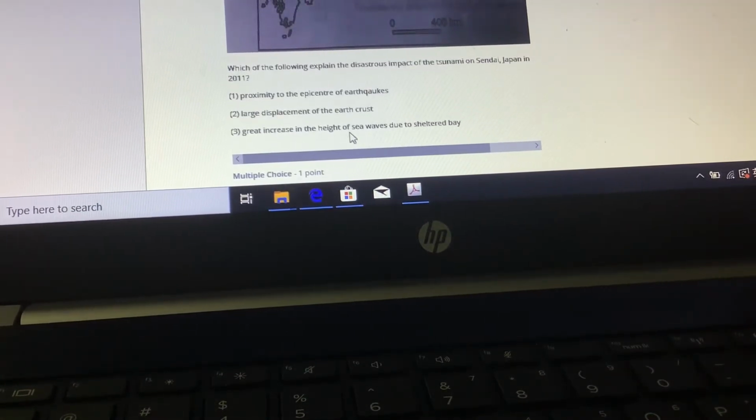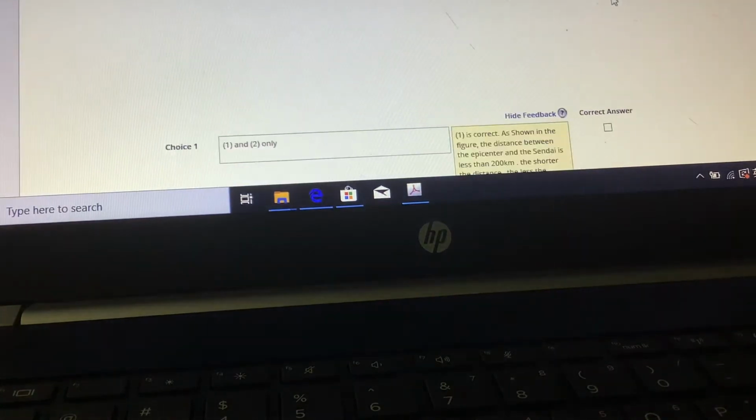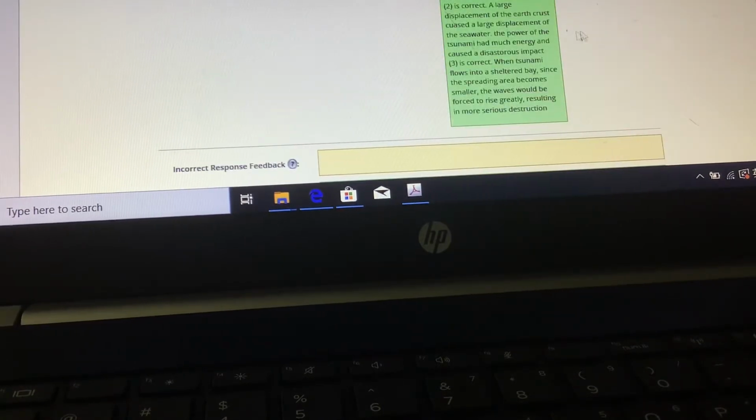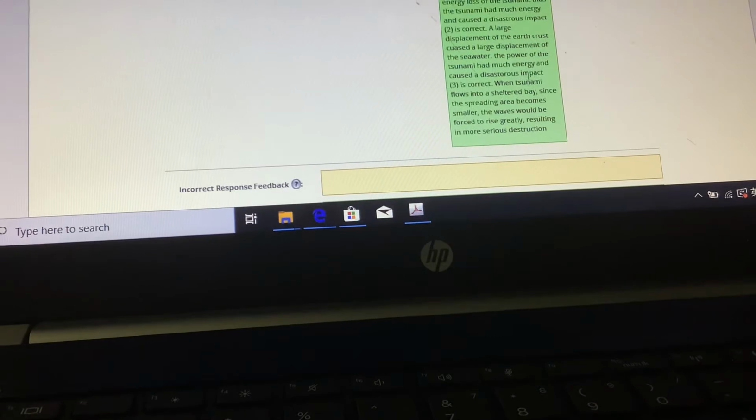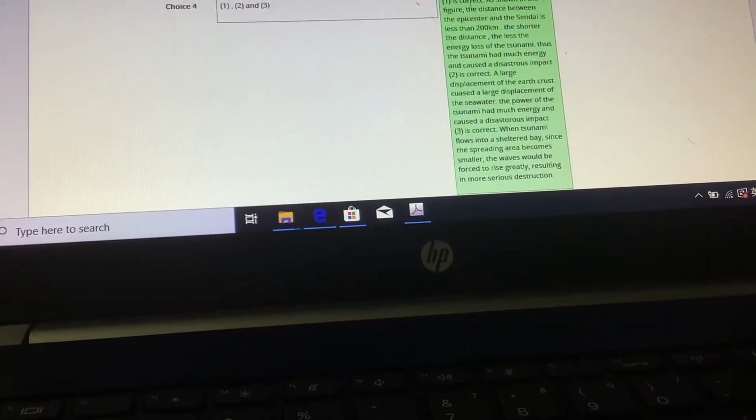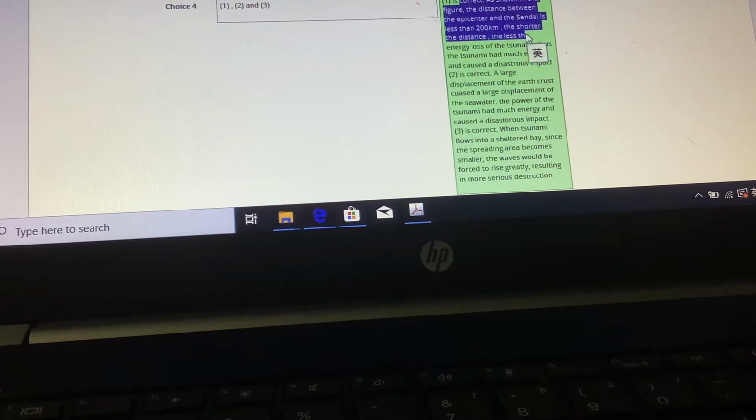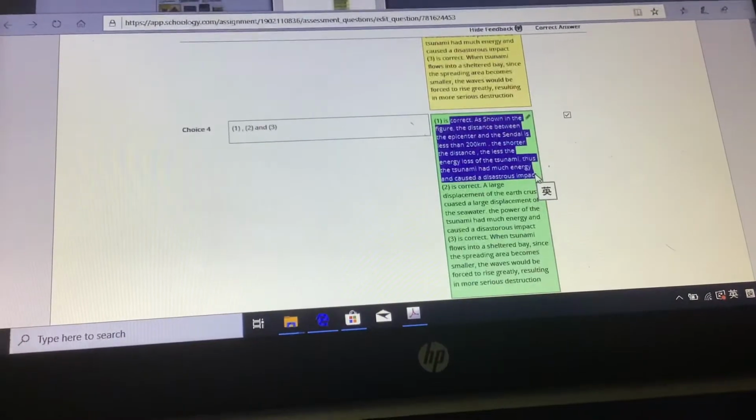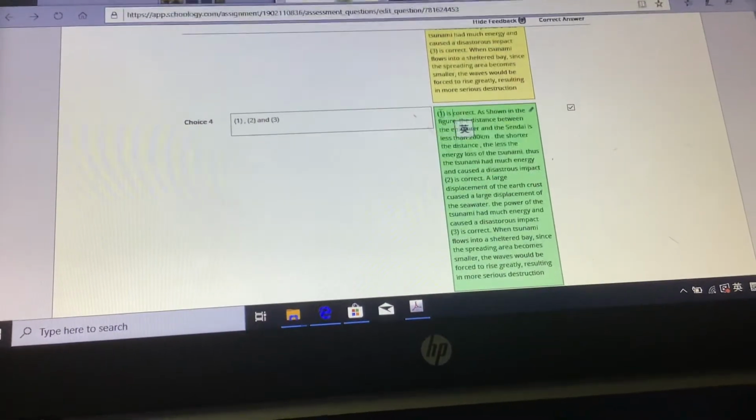Great increase of the height rate because of the sheltered bay. How come? A sheltered bay should help to reduce the energy. Okay. How come? Number 2 is correct. Well, number 3 is correct also. How come? Let's check it out. Maybe Mr. Leung missed something. Sorry about this. Mr. Leung has strived for 24 questions already. Sometimes I will be tired.